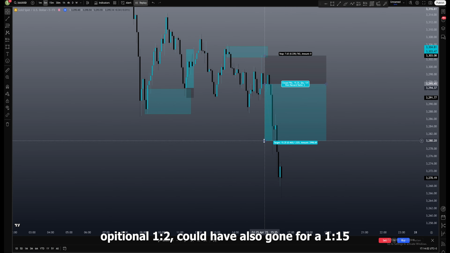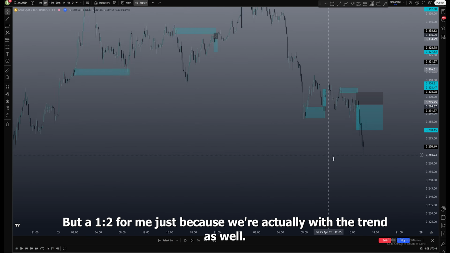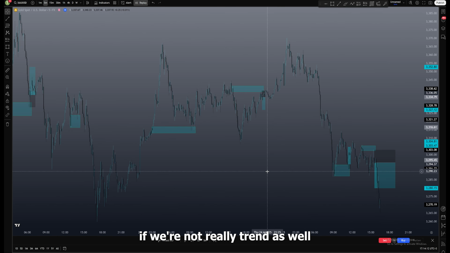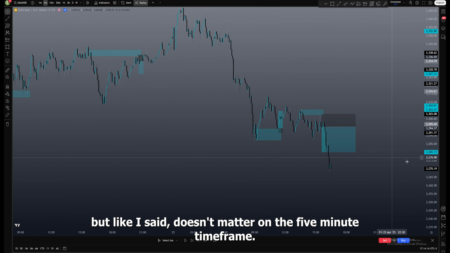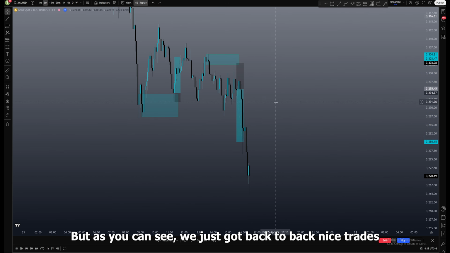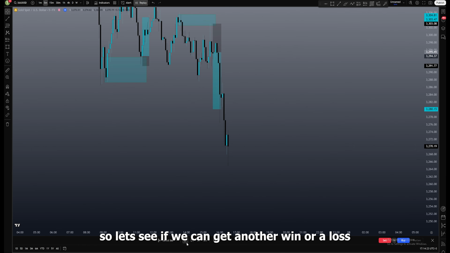Optional 1 to 2. Could have also gone for a 1 to 1.5, but for a 1 to 2 on me, just because we're actually with the trend as well. I don't normally like going for very high risk to reward trades if we're not really in trend. But like I said, it doesn't matter on the 5-minute time frame. But as you can see, we just got back-to-back nice trades. Let's see if we can get another win or a loss. Who knows?